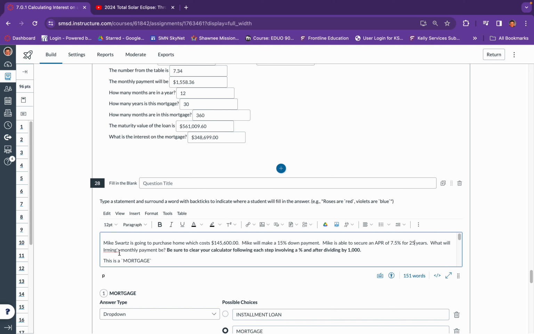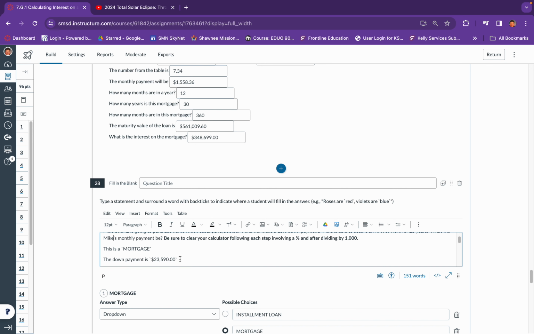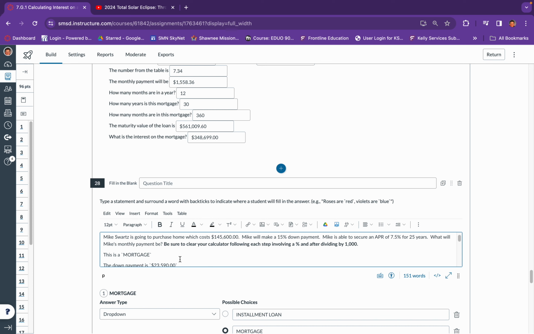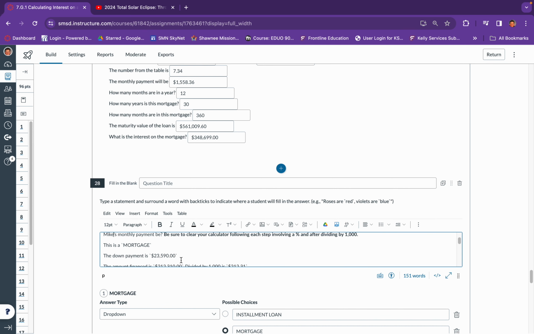And what will Mike's monthly payment be? Okay, so this is a mortgage loan, the payment. So do the math, $145,600, and we want 15% of that. So this is going to be $21,840. Yes.